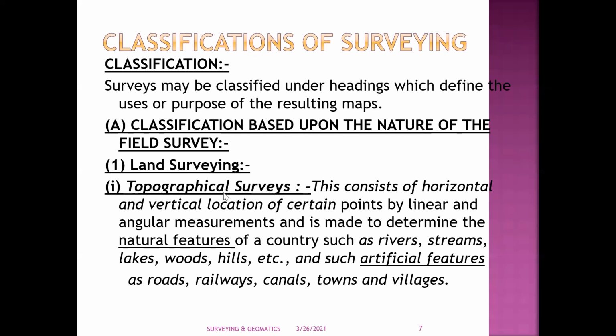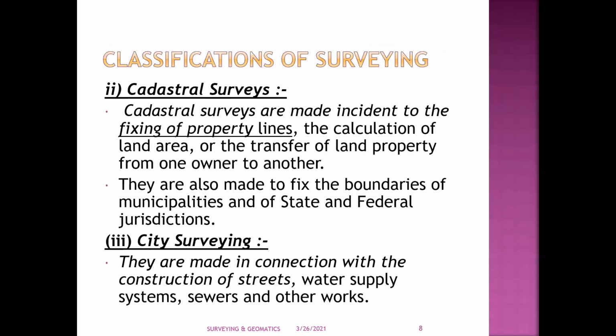Okay. And then next, coming to the cadastral surveying. Cadastral surveying is mostly for fixing of property lines, the calculation of land area, or the transfer of land property from one owner to another owner. So during that time, we prefer cadastral surveys. In cadastral surveying we do fixing of property lines, land surveys and boundary determinations, and calculation of land areas.